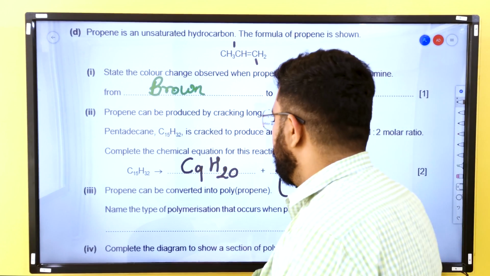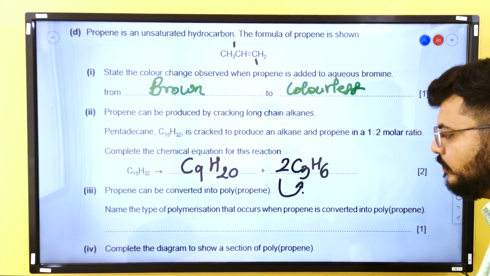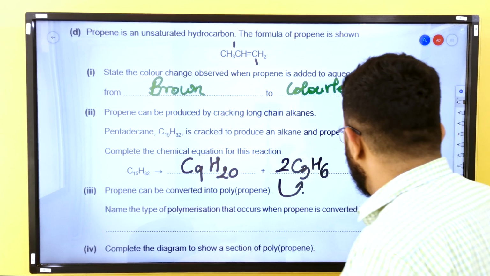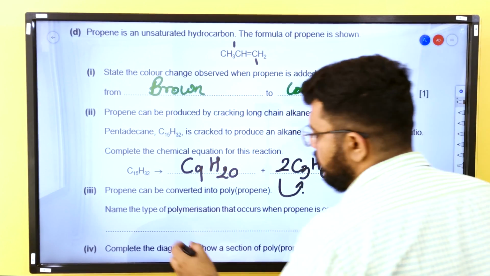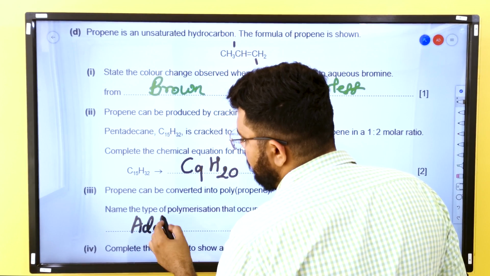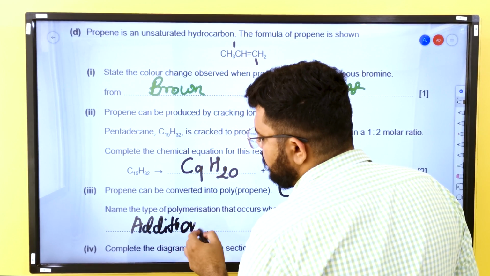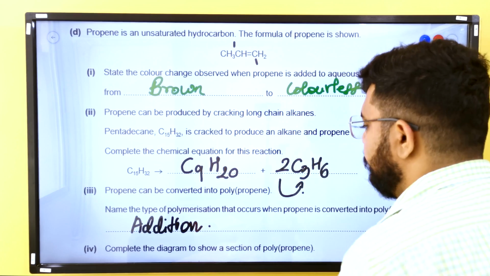Propene can be converted into polypropene. Name the type of polymerization that occurs when propene is converted to polypropene. When propene is converted to polypropene, double bonds are broken and addition polymerization takes place. Okay.